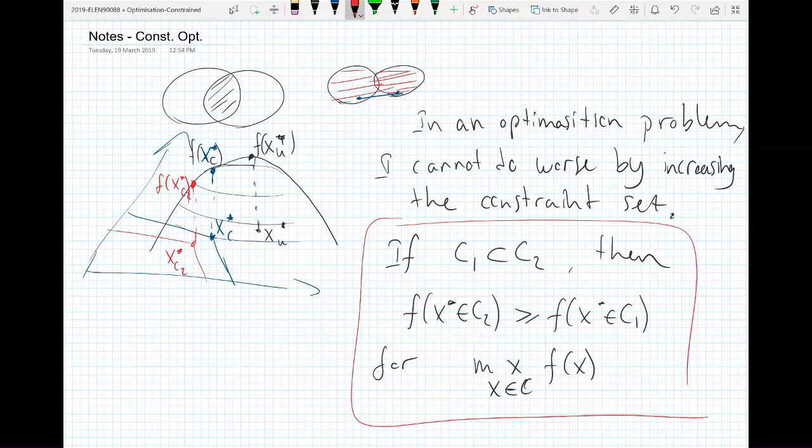Does this make sense? This is a very important connection, and it's a very fundamental theorem. It pops up in very invisible ways everywhere. Like, if you extend your search space, you cannot do worse. So it has a lot of real-life implications.